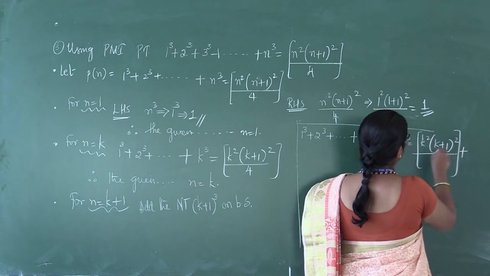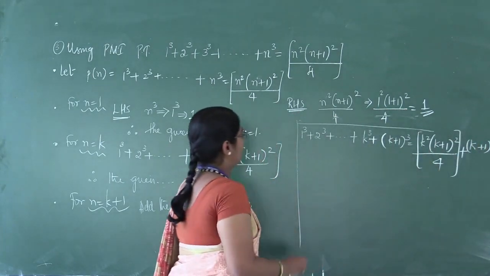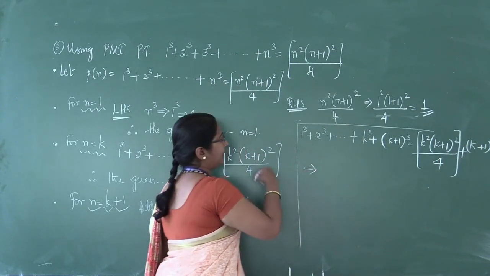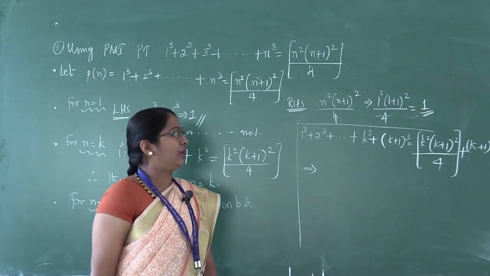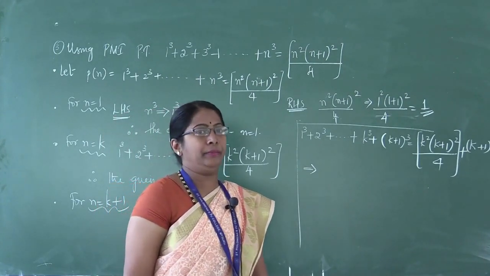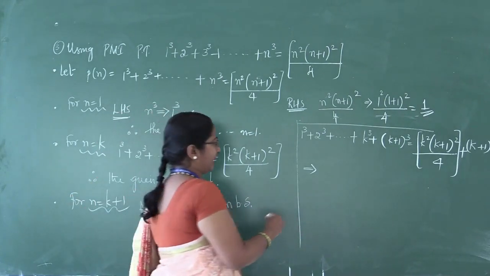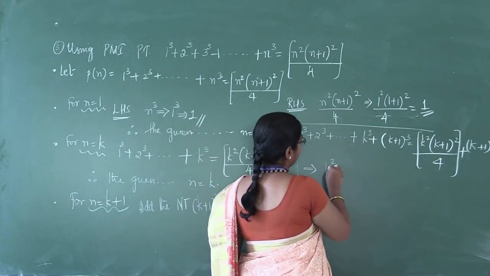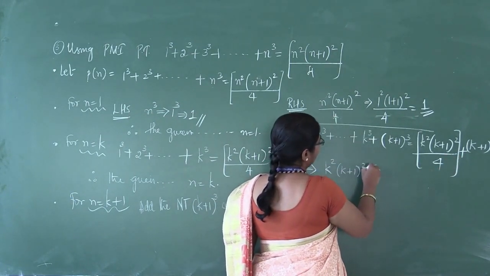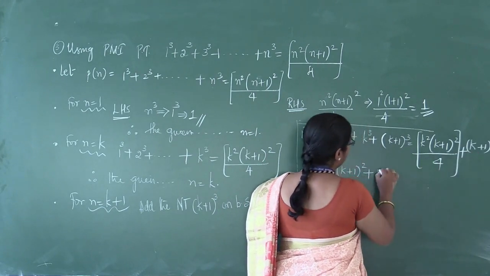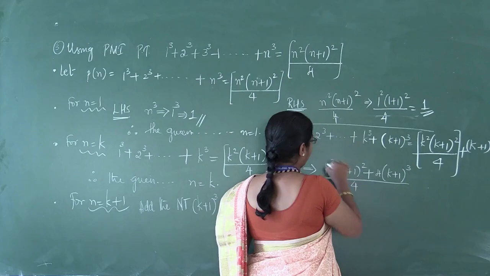Which term am I supposed to add now? K plus 1 whole cube. So what is the RHS part now? K square into k plus 1 whole square divided by 4 plus k plus 1 whole cube. Take LCM and simplify. We get k square into k plus 1 whole square, and when you cross multiply, what do you get? 4 times k plus 1 whole cube divided by 4.